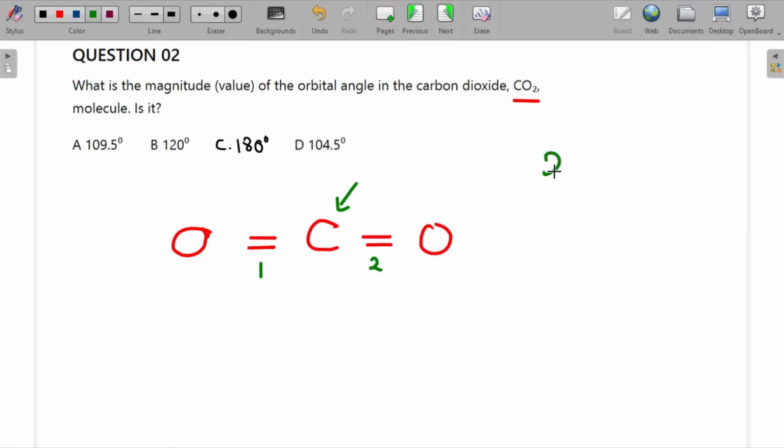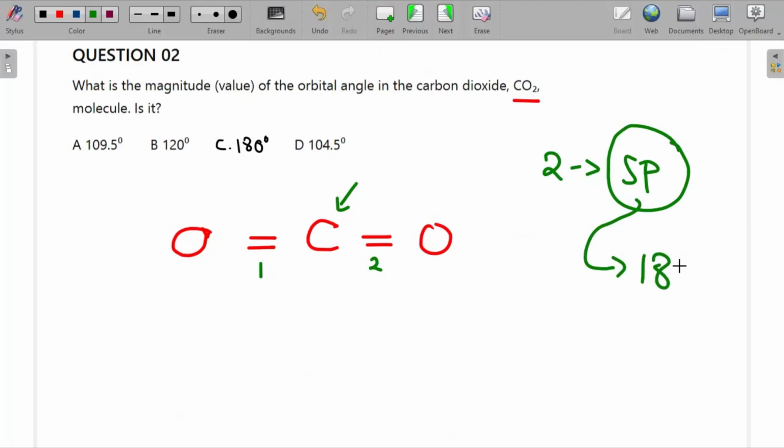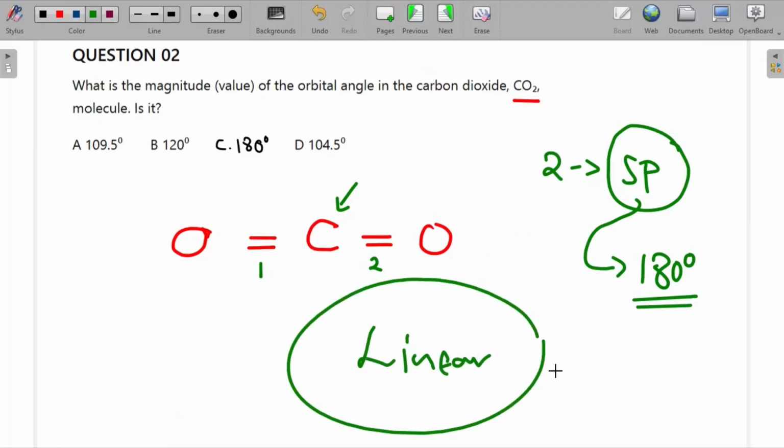If it is 2 items, we say the hybridization there is sp, and sp is related to what angle? It is related to 180 degrees. So the angle in the carbon dioxide molecule is 180 degrees. Even if you go back to the geometry, for carbon dioxide the geometry is simply linear, and a linear molecule will have the angle 180 degrees. So we pick C as our best answer.